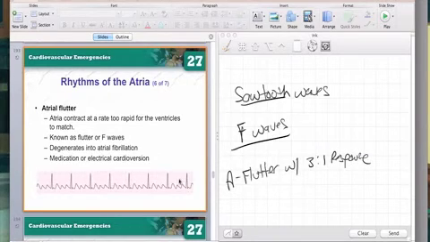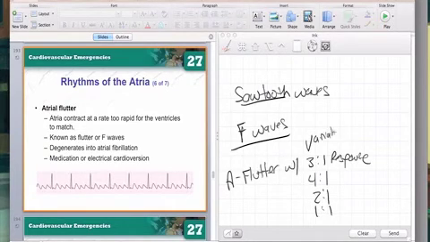That's an A flutter with a 3-to-1 response because they have 3 flutter waves for every QRS complex. I can have a 4-to-1 response. I can have a 2-to-1 or a 1-to-1. I can even have a variable response, meaning that there's 3 here, 2 here, there might be 3 here and 1 here. All right? But this is a flutter.